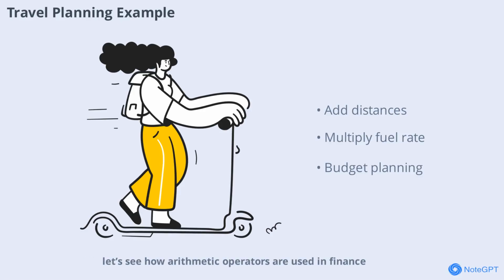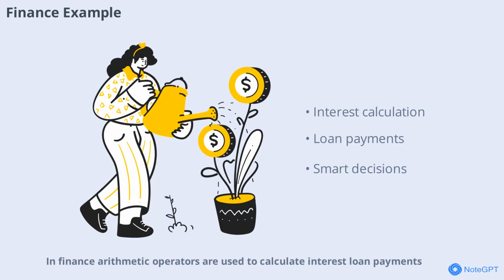Next, let's see how arithmetic operators are used in finance. Arithmetic operators are used to calculate interest, loan payments, and investments. For example, to find out how much interest you'll earn, you multiply your savings by the interest rate. To calculate monthly payments, you divide the total amount by the number of months. These calculations help you make smart financial decisions.